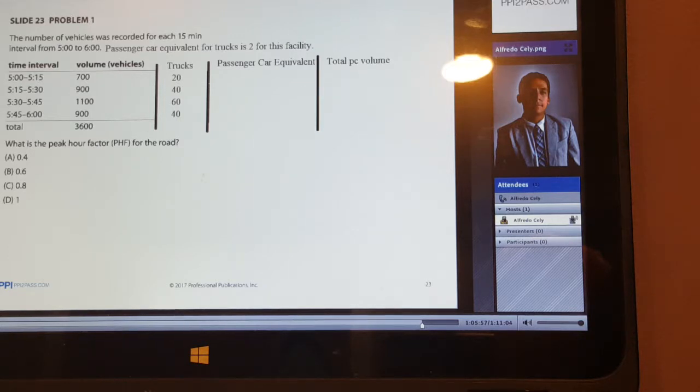Then we have 20 times 2 is going to equal 40. 40 times 2 is going to equal 80. 60 times 2 is going to equal 120. 40 times 2 is going to equal 80. And to get our total passenger car volume, we simply add them up. 700 plus 40 equals 740. 900 plus 80 equals 980. 1100 plus 120 equals 1220. And then 900 plus 80 equals 980.